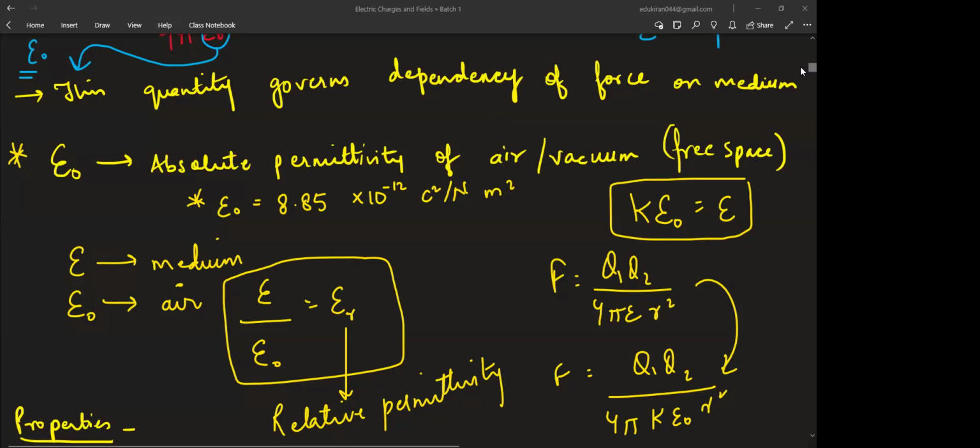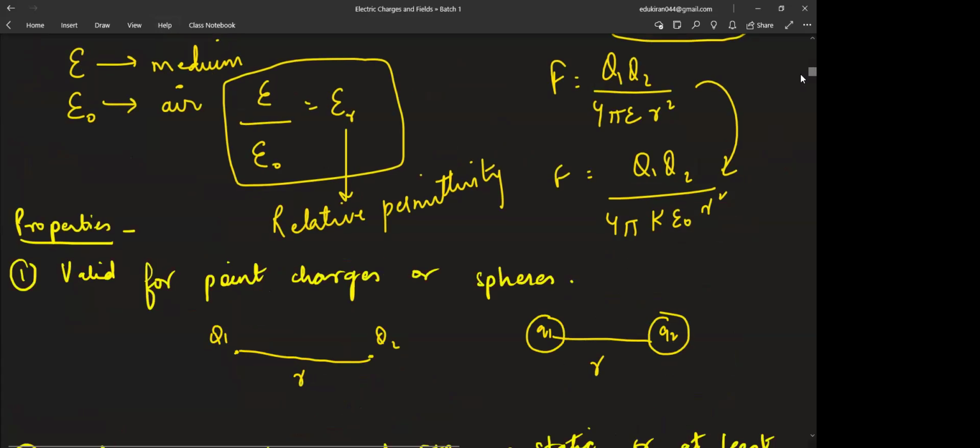Yes, now we have the properties of Coulomb's law. So this part you have completed. See, firstly, Coulomb's law is valid for point charges or just spheres. Point charges or spheres means either point-like charges or proper spheres.